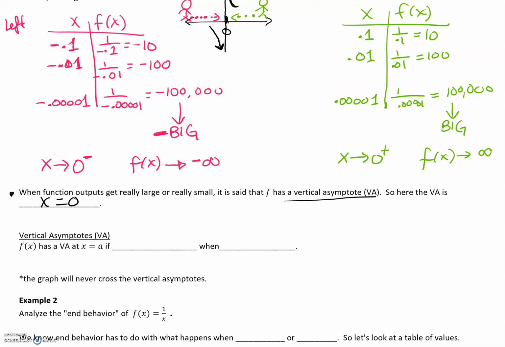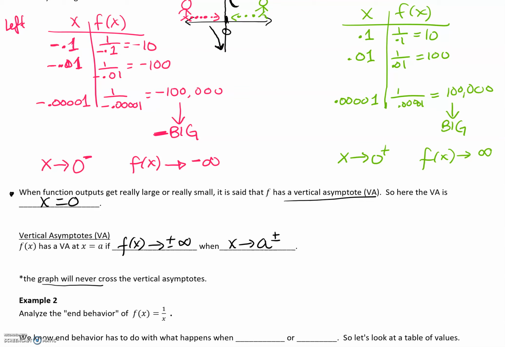So we're basically saying vertical asymptotes. What do they mean? F of x has a vertical asymptote at the value a, for whatever that x value is, if the function goes to plus or minus infinity whenever I walk towards that x value, either from the right or the left, it doesn't matter. And vertical asymptotes, remember, the graph will never cross them. The graph will approach them but never cross them.